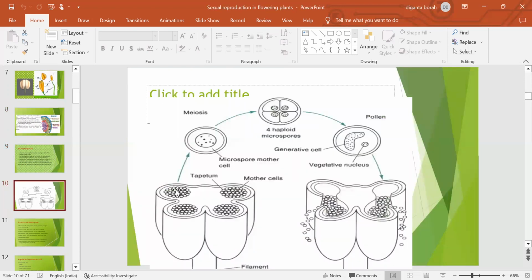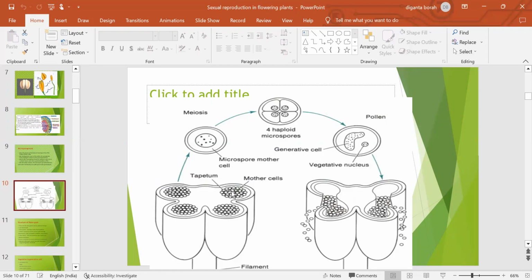Now come to the diagram. This is the dissection, where four microsporangia are produced. Within the microsporangium, these are the microspore mother cells. From each microspore mother cell, four haploid microspores are produced, and that's why it is called a microspore tetrad. Tetrad means four, and from each microspore one pollen grain is formed, and within the pollen grain there are two cells. One is called the generative cell, one is called the vegetative cell.